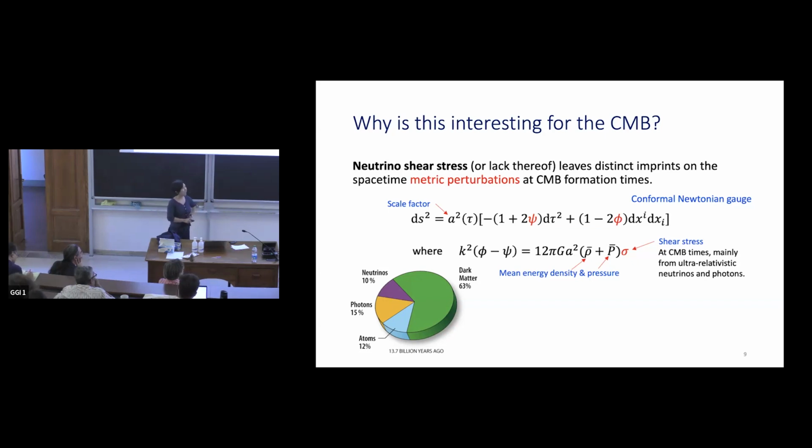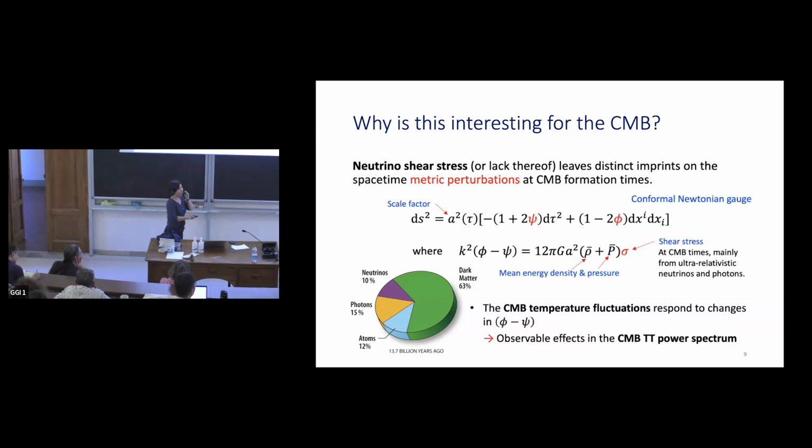And in fact, if you take the difference between phi and psi, this difference is proportional to the shear stress. Okay, so in standard lambda CDM, the shear stress around CMB times is mainly coming from the free streaming of standard model neutrinos, ultra relativistic free streaming neutrinos, and a little bit from the photons after they decouple. So what it means is that if I am to remove the neutrino anisotropic stress from the universe, I'm going to end up changing phi and psi.